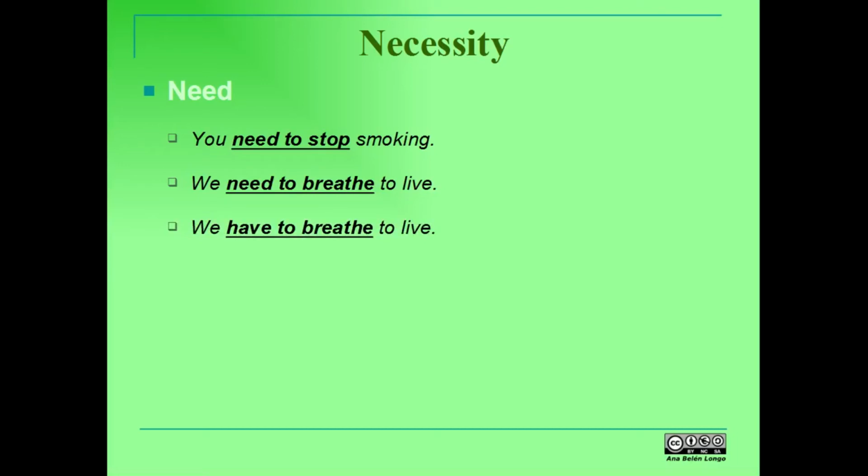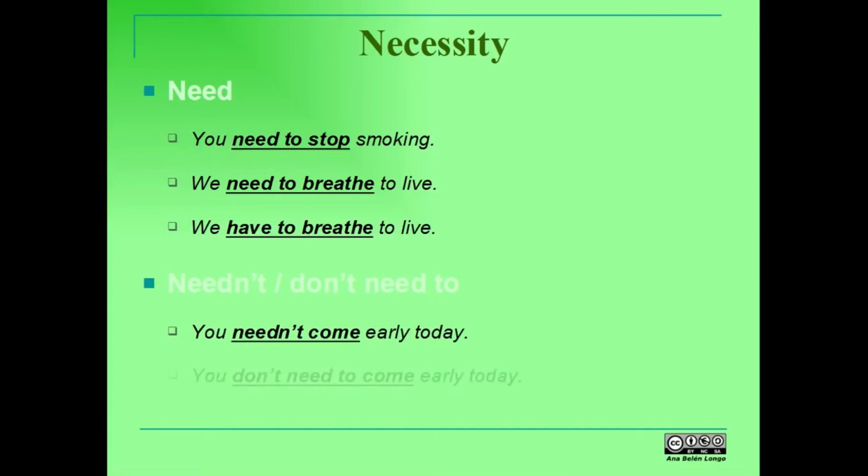Absence of necessity can also be expressed with needn't or don't need to. You needn't come early today, or you don't need to come early today. Note the different use of the infinitive depending on how you decide to form the negative. When it is used as an ordinary verb, we need the to infinitive. You don't need to come early today.